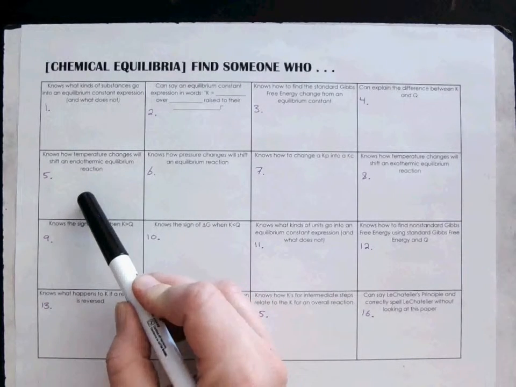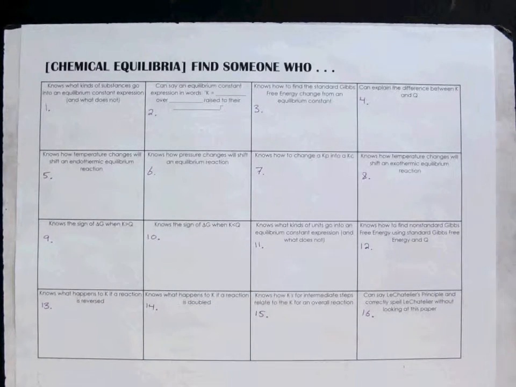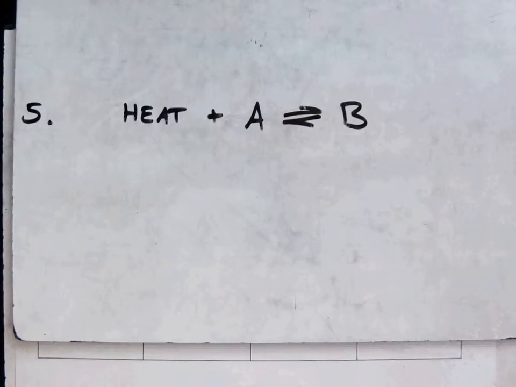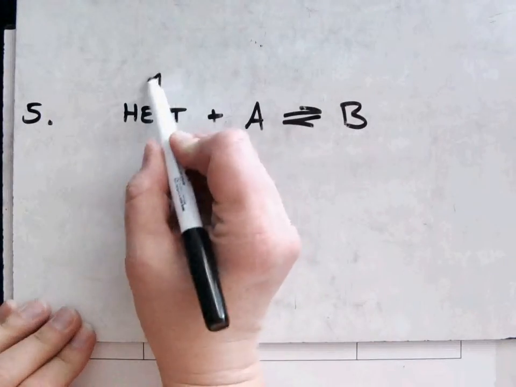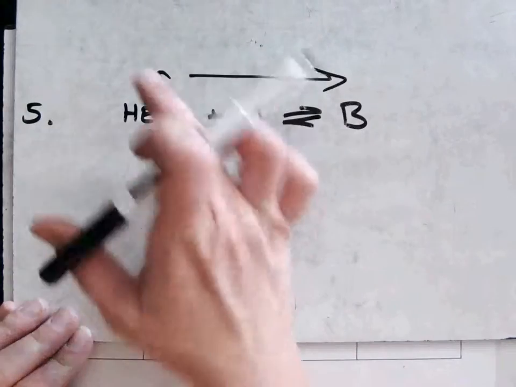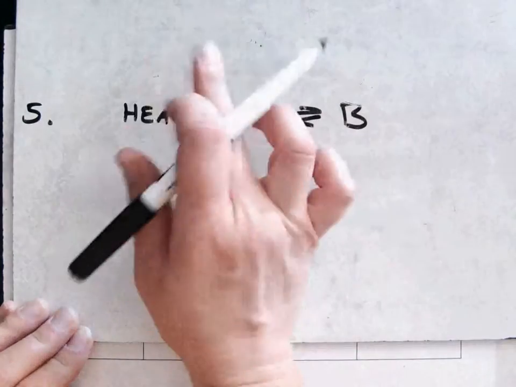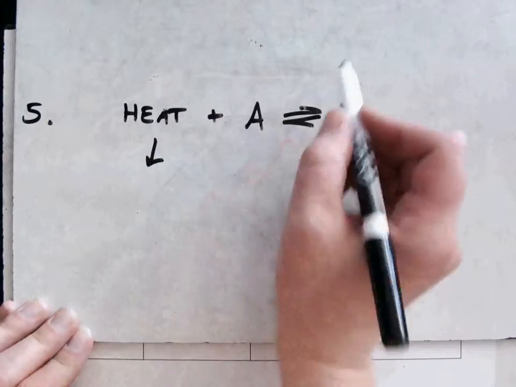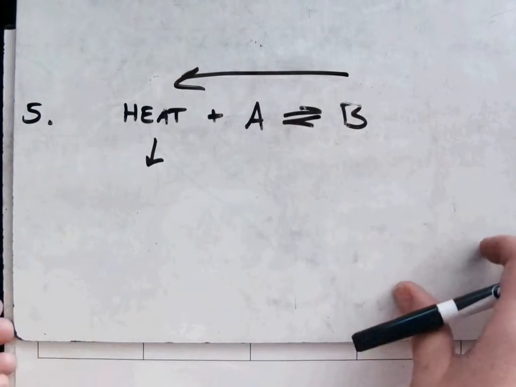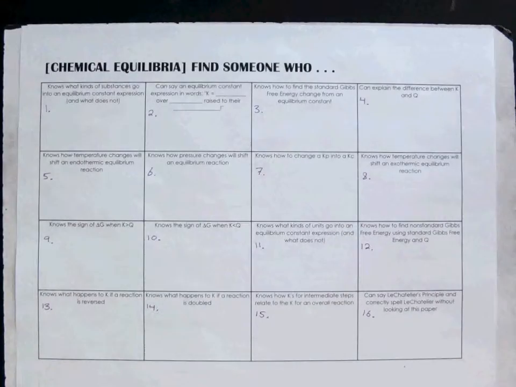For number 5, how do temperature changes cause shifts in endothermic reactions? If I have an endothermic reaction, heat is like a reactant. Treat it just like any other reactant. So if I increase the temperature on an endothermic system, it would shift right. And if I decrease the temperature on an endothermic system, it will shift left to make more heat, just like any other reactant.